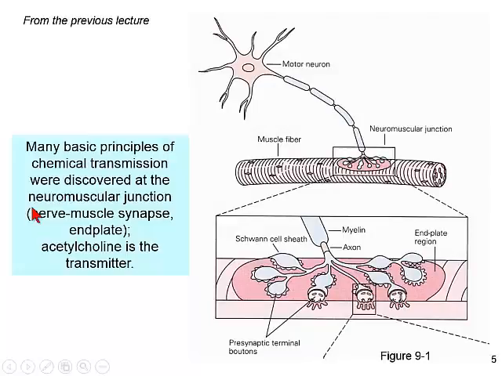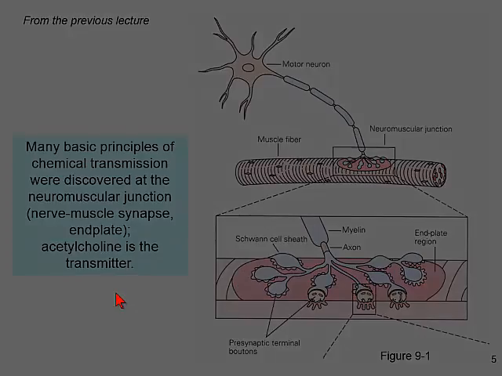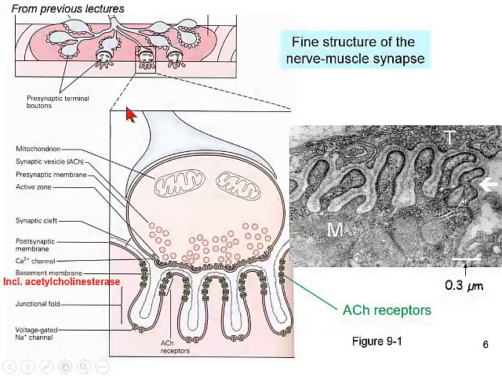And I've told you that many basic principles were discovered at the nerve muscle synapse, and that acetylcholine is the transmitter there. And I've shown you pictures of the fine structure of the nerve muscle synapse, or the end plate, and emphasized to you the wondrously complex structure of the synapse.